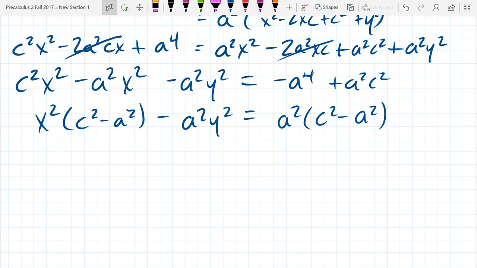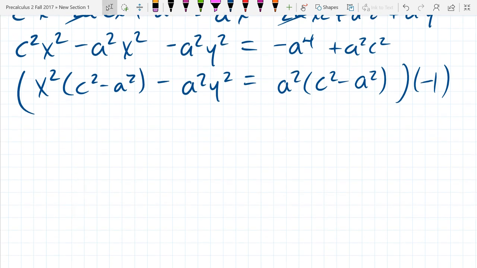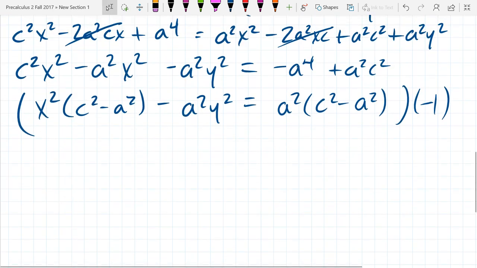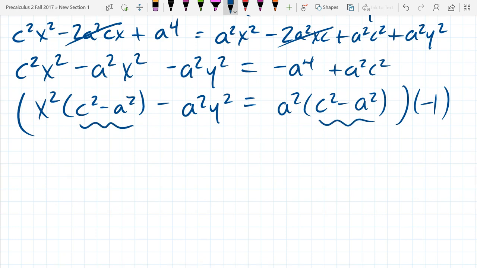I'm skipping a lot of steps because there's a whole lot of algebra we're doing. I don't want to spend 25 minutes on one problem. So I'm multiplying everything by negative 1. And what I'm going to do to these terms is reverse the order, so I'm going to write them as a squared minus c squared. That changes the sign. Multiplying the negative a squared y squared turns into positive a squared y squared.